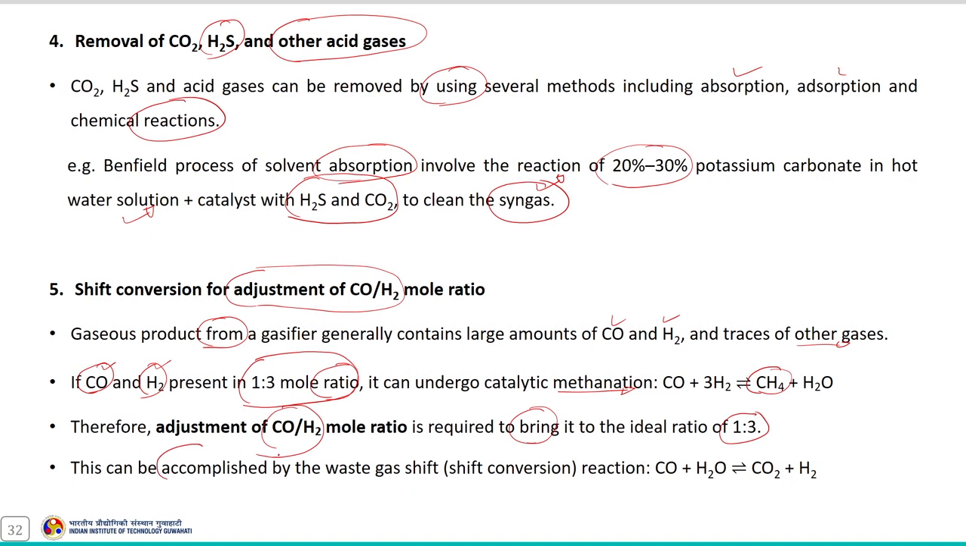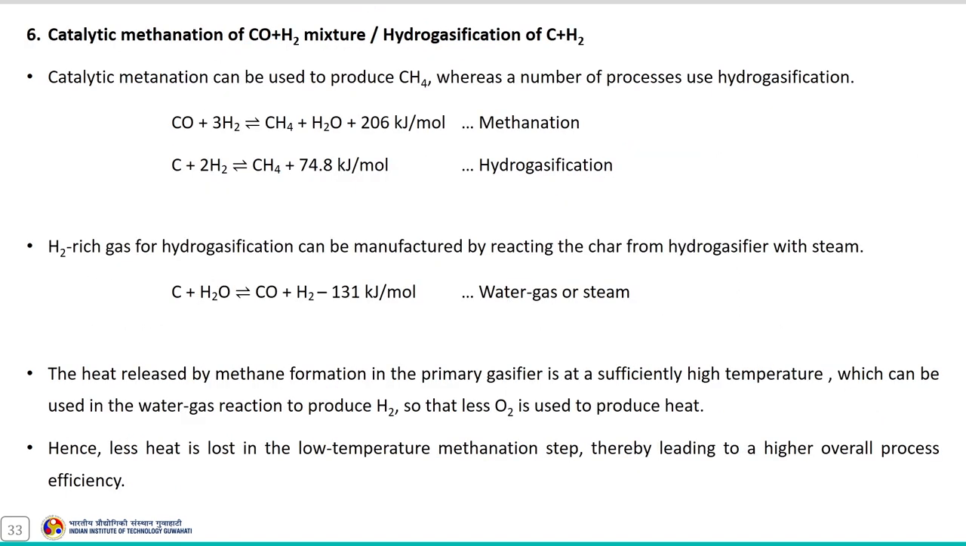And this can be accomplished by the water gas shift conversion reaction, where the carbon monoxide reacts with the water vapor to form carbon dioxide and hydrogen. The next step is the catalytic methanation of the carbon monoxide and hydrogen mixture, or we can say the hydrogasification of carbon and hydrogen.